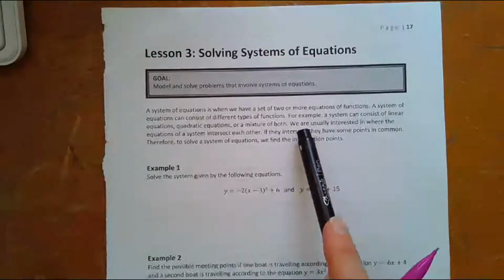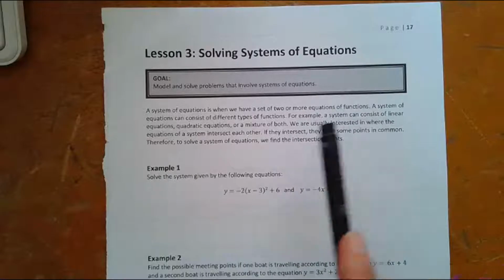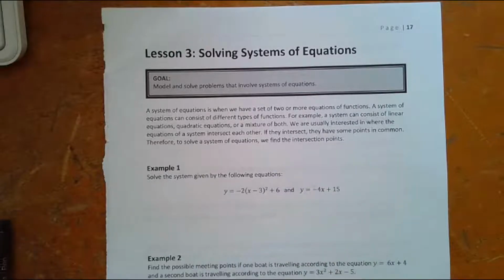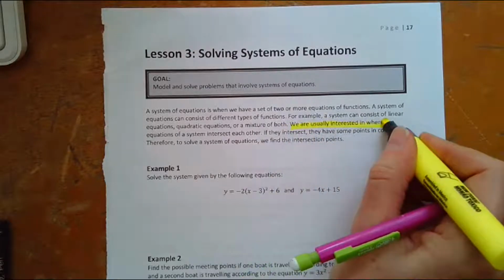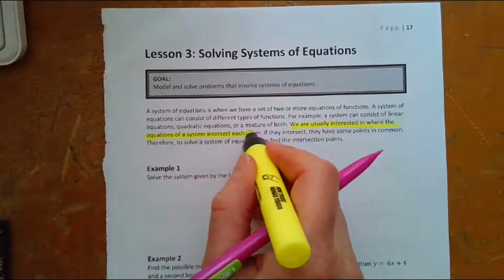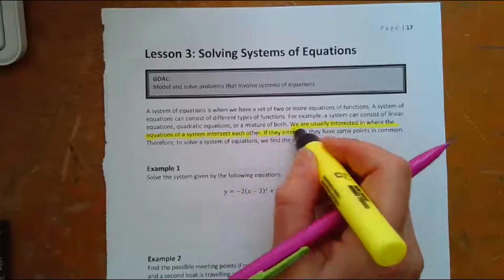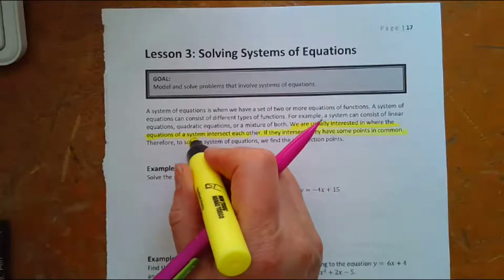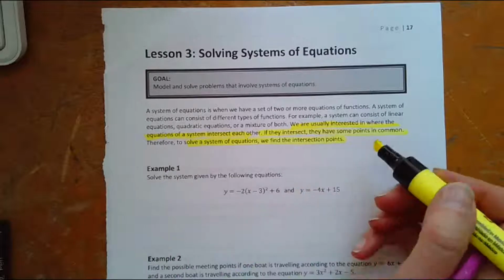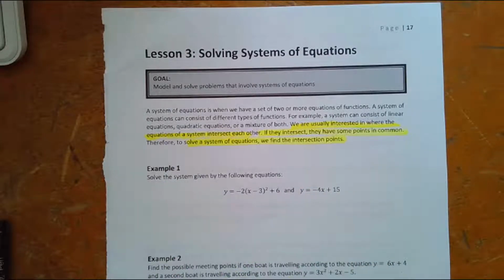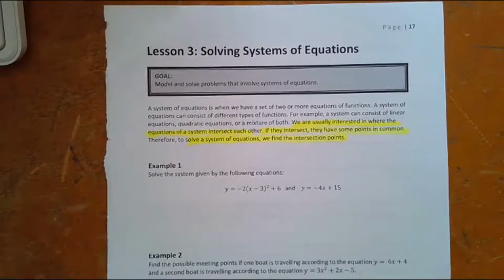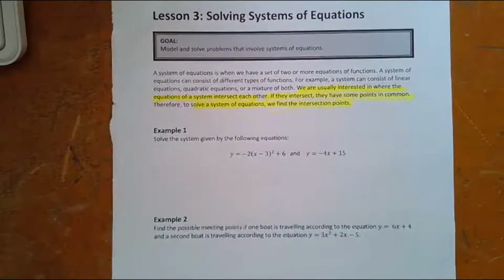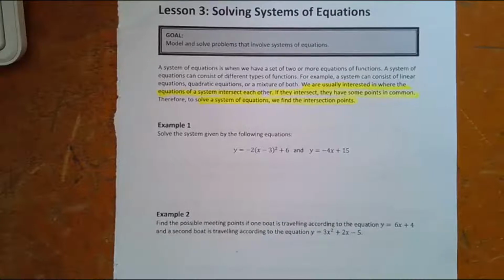Let's go back to the opening paragraph. We are usually interested in where the equations of a system intersect each other. And we've seen that already. If they intersect, they have some points in common. Therefore, to solve a system of equations means we're finding the points of intersection. So let's do this first example. There aren't a lot of examples in this lesson, so we're going to do all 3 of them today.